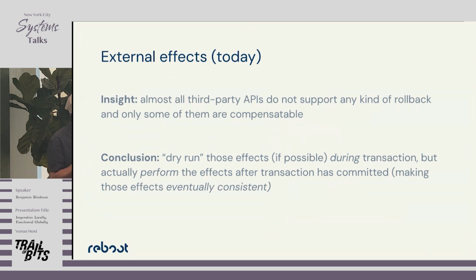So what do you do? Well, you could dry run that external mutation. Most emailers will let you do that. They let you make the API call and say, return to me if I did something wrong, like I gave you an address that you can't route to, or whatever. So by all means, during the transaction, I could do that.